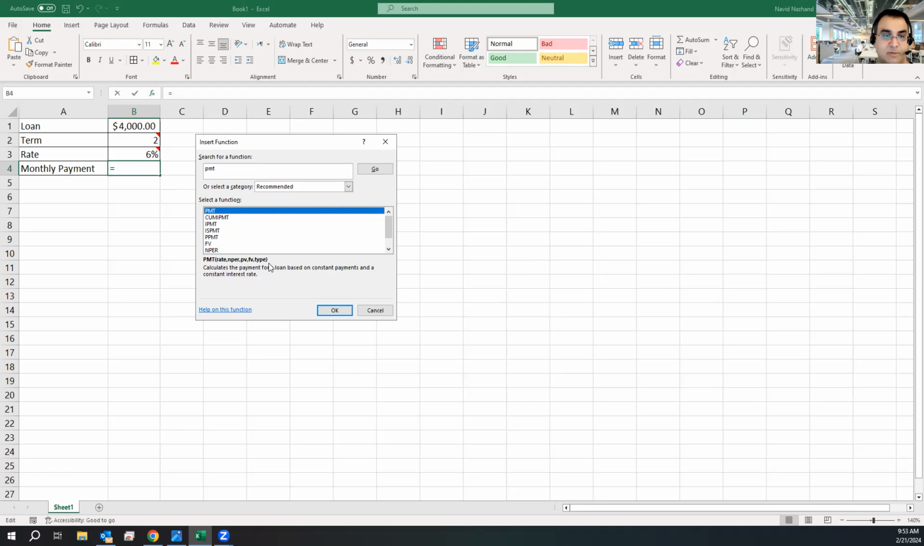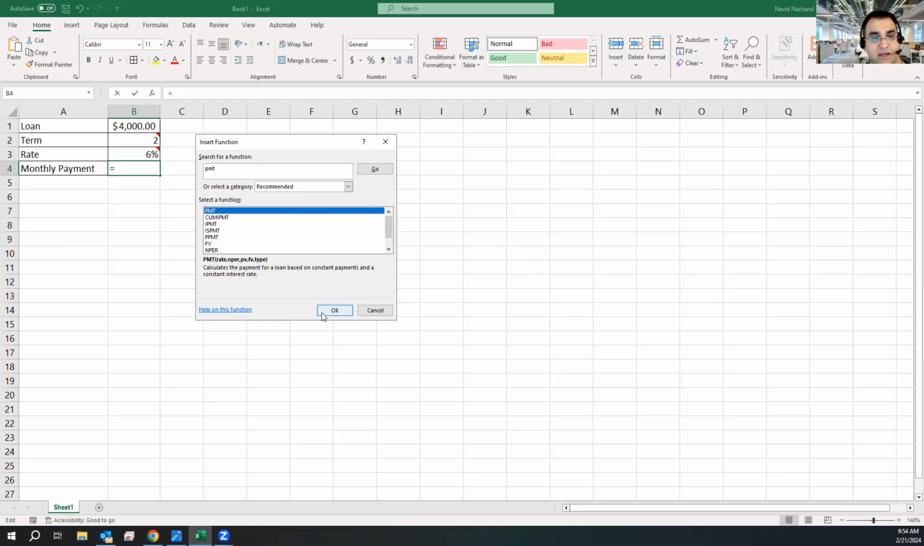I have all the related information, and it's also giving me some information about PMT. What is that? It calculates the payment for a loan based on constant payments and a constant interest rate, right? So the interest rate and the payments are going to be constant, no changes. If the rate goes up or down, this formula doesn't work. It is for the constant payment during the term or period that you are paying this loan back.